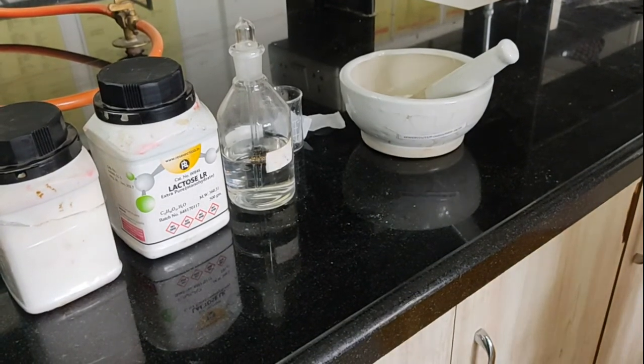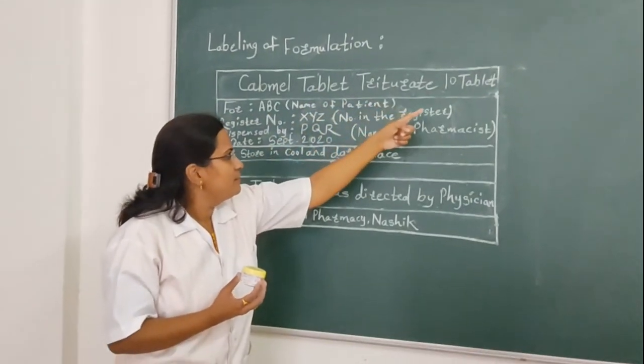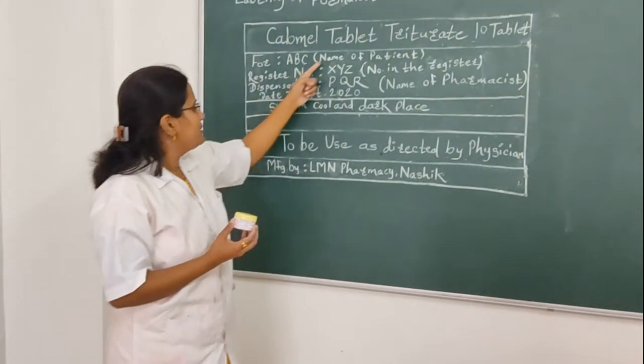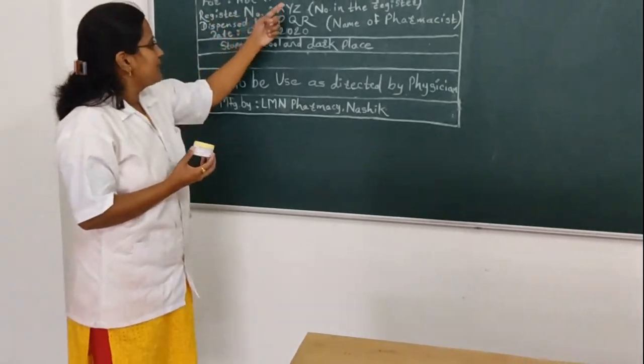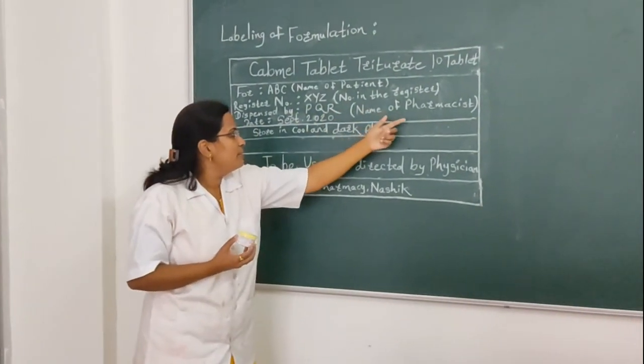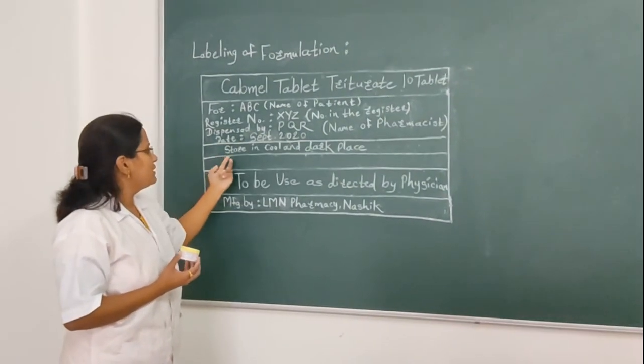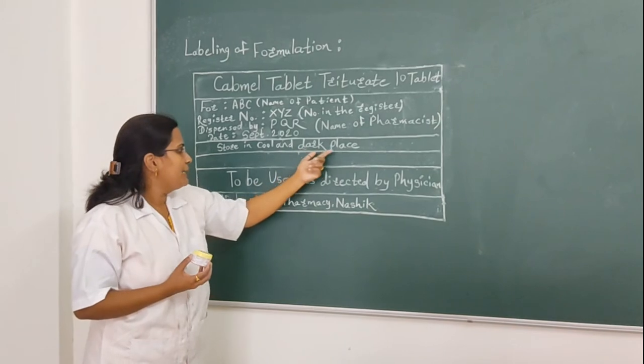Then we will proceed to the labeling part. Proceed for labeling of the formulation. Calomel tablet triturate for 10 tablets. For ABC, that is the name of the patient. Register number XYZ is the number given in the register. Dispensed by PQR, that is the name of the pharmacist. Manufacturing date is September 2020. Storage conditions: store in a cool and dark place.